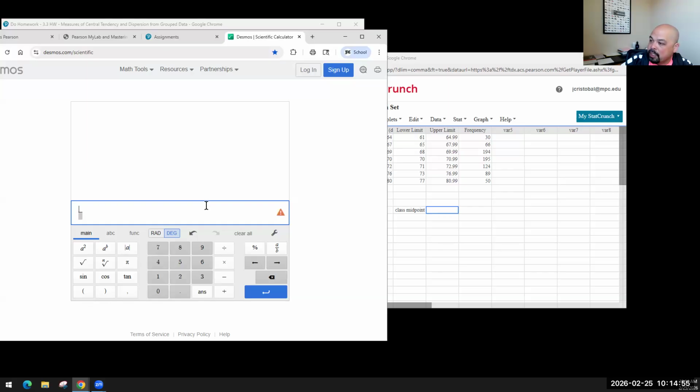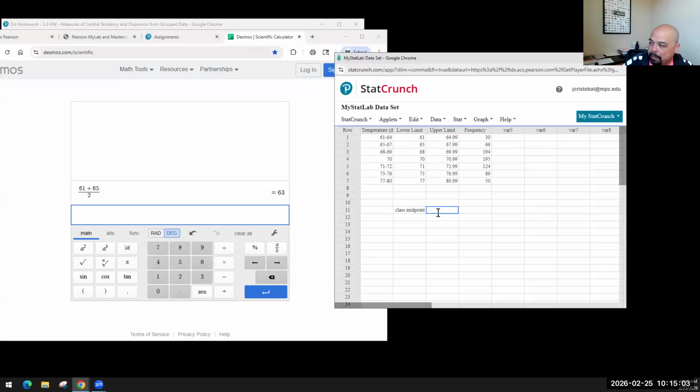We're going to go over the division, 61 plus 65. So make sure you do that addition first. Then we're going to divide that by 2. So our first class midpoint, 63.